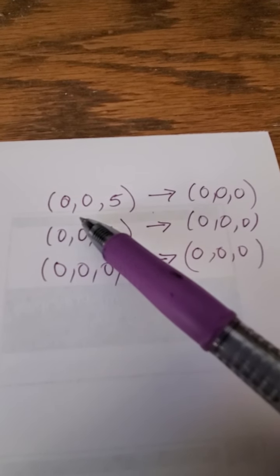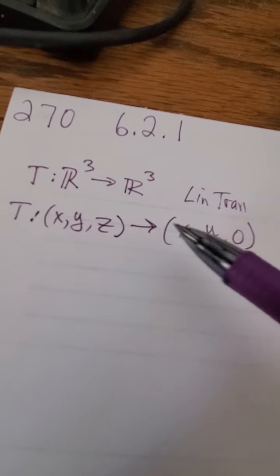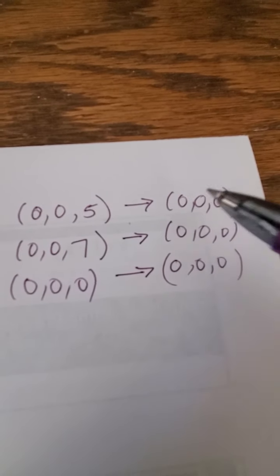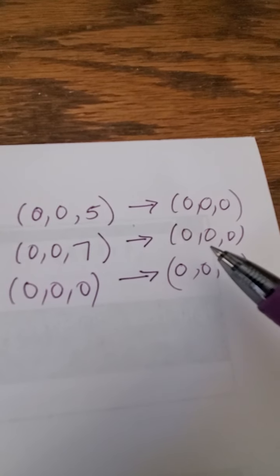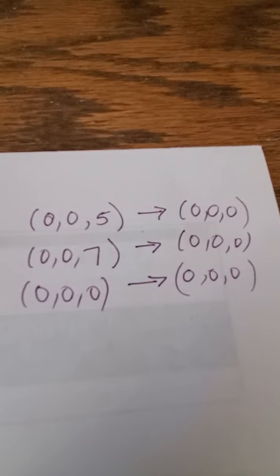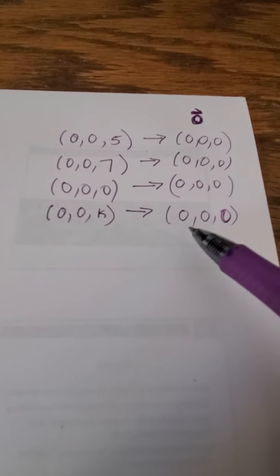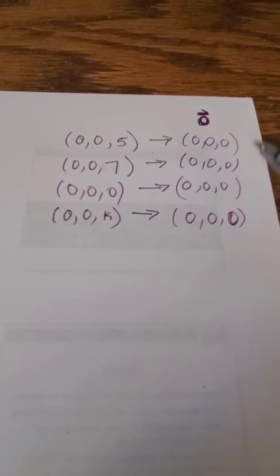Well, (0, 0, 5) is going to go to 0 because these two zeros stay, and then the 5 is going to turn into a 0. So T of (0, 0, 5) is equal to (0, 0, 0). T of (0, 0, 7), for your James Bond fans, is going to be (0, 0, 0). And it doesn't take too long to realize that (0, 0, k) is going to go into (0, 0, 0). Now, I'm mentioning (0, 0, 0) because that's the zero vector.